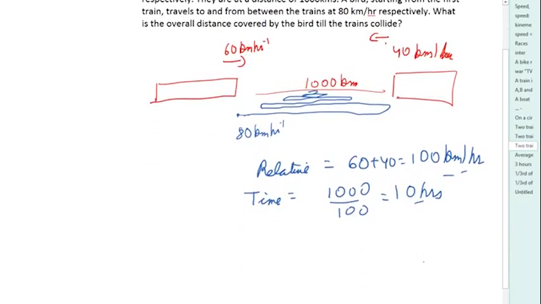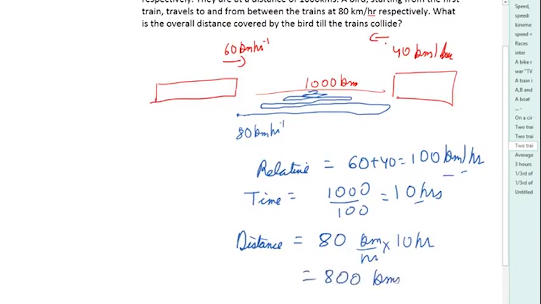So they'll take 10 hours to collide, and the bird will be flying for those 10 hours, right? We don't care which direction it has been flying in, but the bird is flying for those 10 hours. So the total distance that the bird will have covered is 80 kilometers per hour into 10 hours, or it would have covered 800 kilometers. So this is not very difficult to solve.